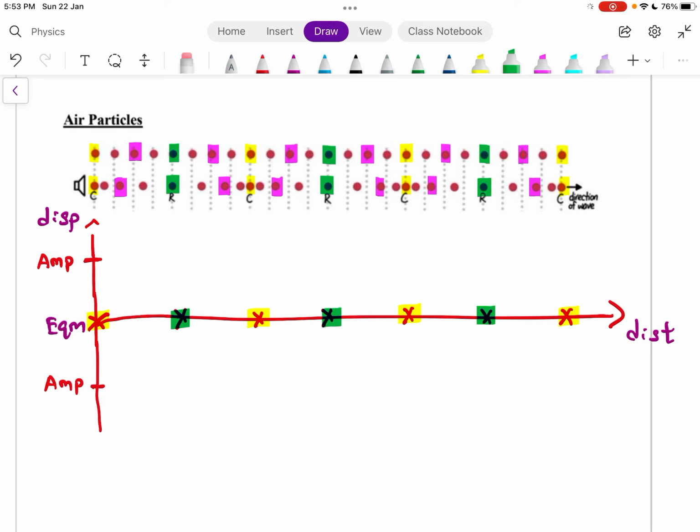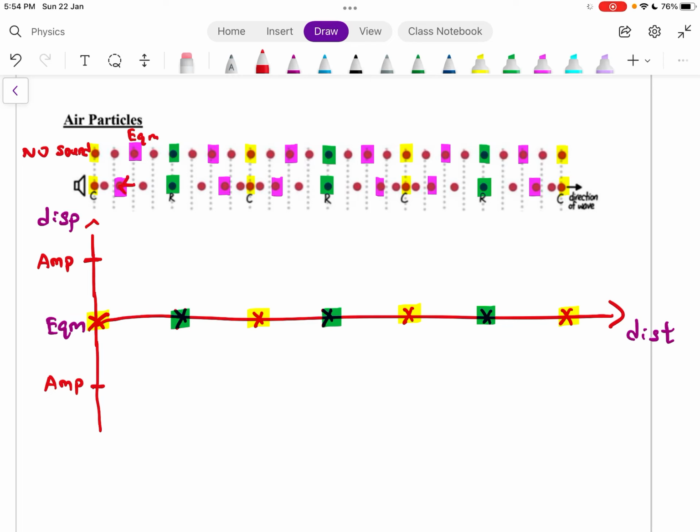Okay, next will be the labeling of the amplitude. So you can see that they are color coded by the purple color, right? Okay, so if you look at before sound and after sound, right? So no sound, you're at the EQM. So after sound, the particle, right, will actually move. The very first particle will be moving towards the left hand side.